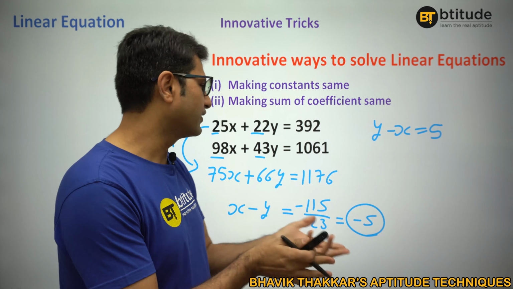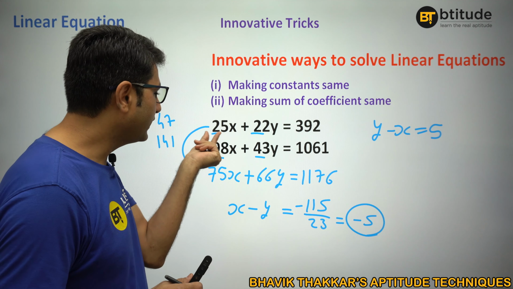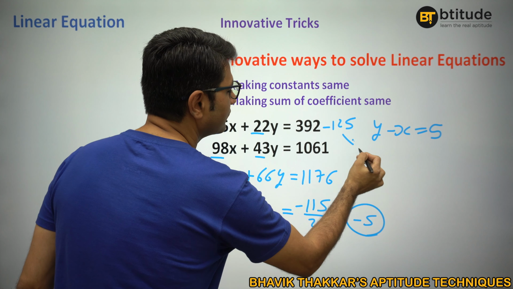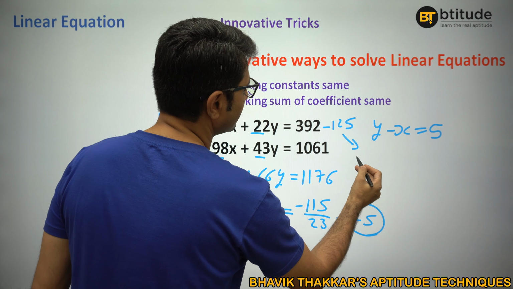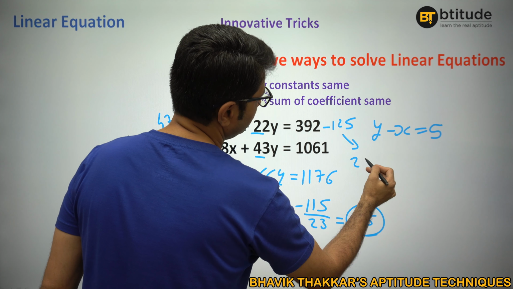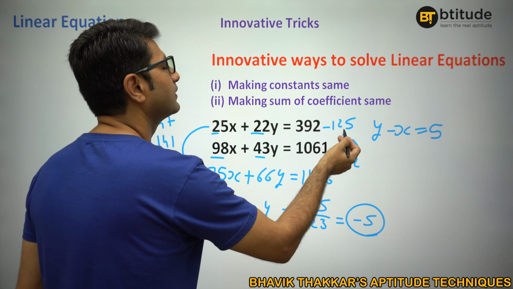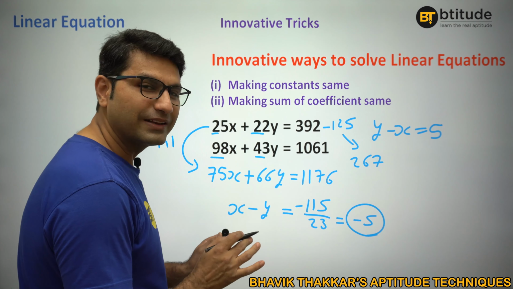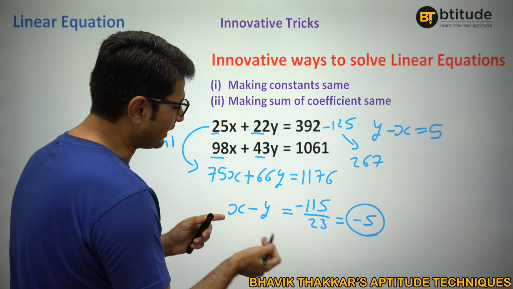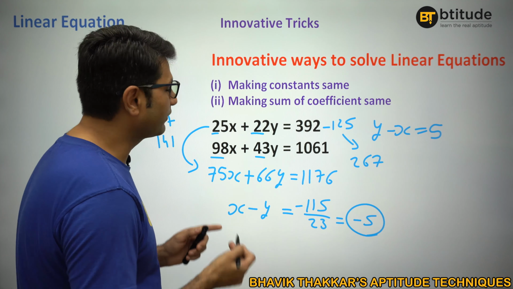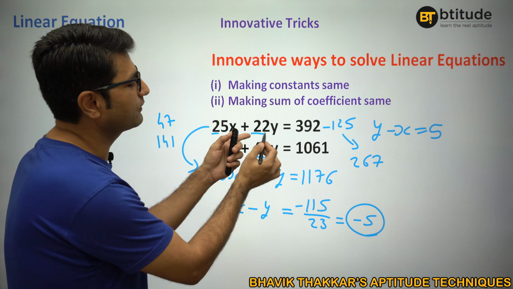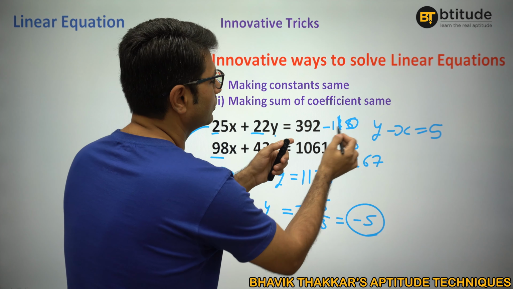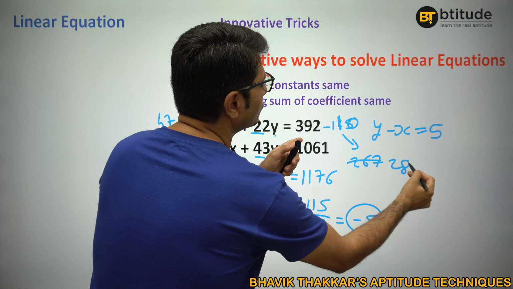So give 5 to y first. Give 5 to y here. Okay. 22 into 5, so they will get 110. So total will be decreased, 392 minus 110, it would be 282. All right, are you getting this? Now you are getting that y is 5 more. When y is 5 more, give that 5 more to y. 22 into 5 is 110, sorry for that. 110, so total will become 282.